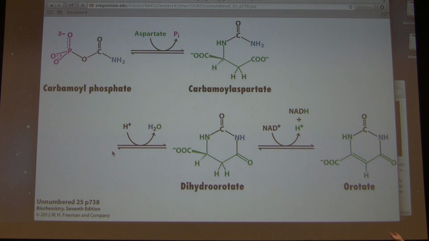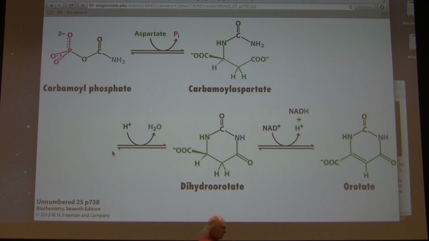If we have lots of ATP, it's more likely that the ATP will bind to the enzyme and cause it to start making pyrimidines. If we have lots of CTP, it's more likely that CTP is going to bind to the enzyme and cause the cell to turn off the synthesis of pyrimidines. So this is the primary enzyme that helps to balance purines versus pyrimidines.